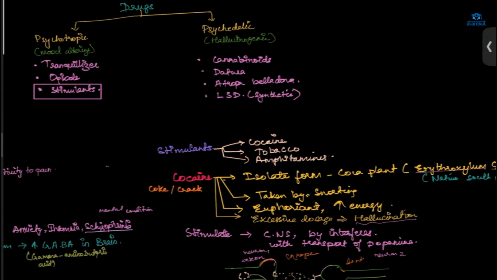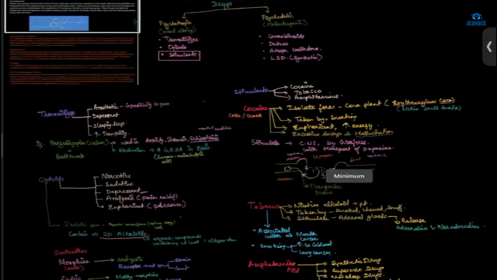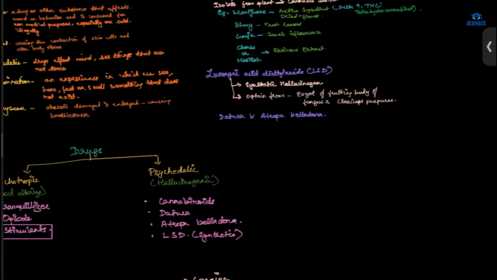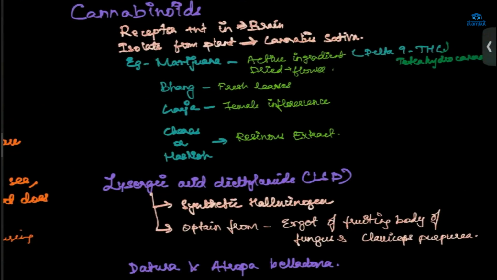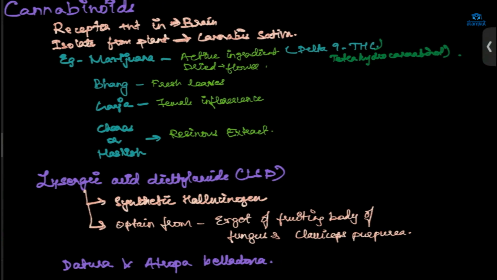Next, we will talk about psychedelic drugs. We have cannabinoids. Here, the receptors will be present in the brain, and which plant is it isolated from? Cannabis sativa. Examples: marijuana, ganja, bhang, charas, hashish. It is extracted from this plant only, from different parts.